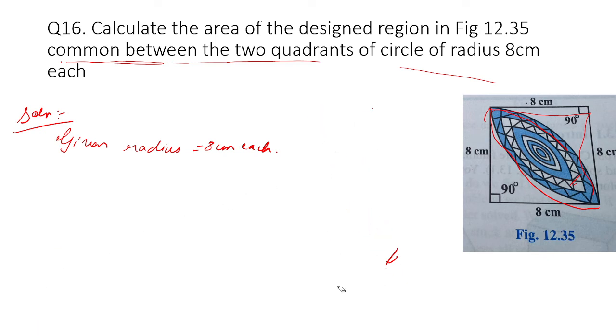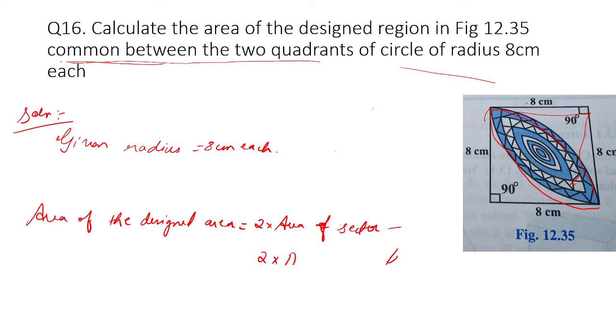Therefore I'll just directly write area of the shaded region, the designed area. Since they have the same length and all of that, it's going to be 2 into area of quadrant or sector, and I have to subtract 2 into area of triangle. Then you will be able to get the answer.